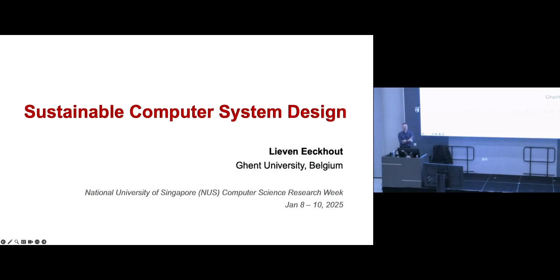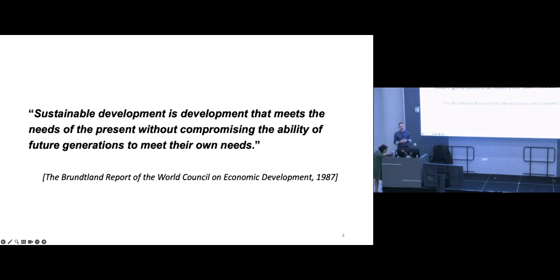Thank you for the very kind introduction, and thanks for having me. It's my great pleasure to be here and talk about sustainable computing. So to set the stage, when we talk about sustainability, what are we talking about? I really like this quote from 1987 about sustainability. It says, sustainable development is a development that meets the needs of the present without compromising the ability of future generations to meet their own needs. It's a very simple definition, but a very powerful definition.